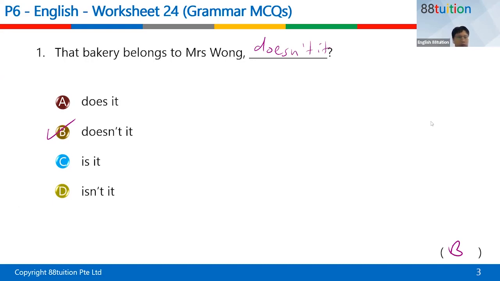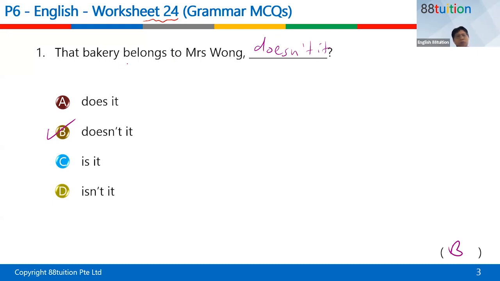If you see this, right? Wait, let me annotate. Let me just find the annotation form here. Okay, so we are doing worksheet 24. All right. That bakery belongs to Mrs. Wong, doesn't it? So okay, one positive, one negative, right?